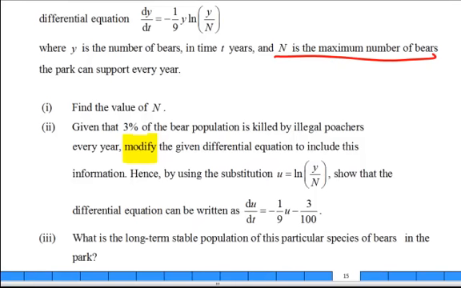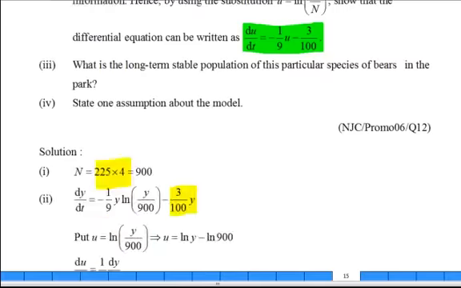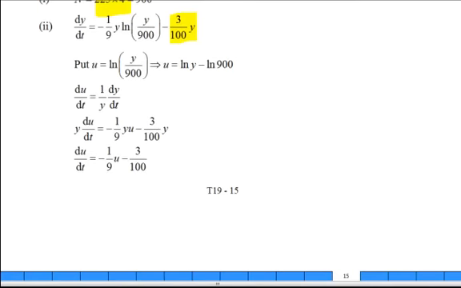The second part of part 2 says that you are supposed to use this substitution to show that the differential equation can be written as the one highlighted in green. Let us look at the solution.